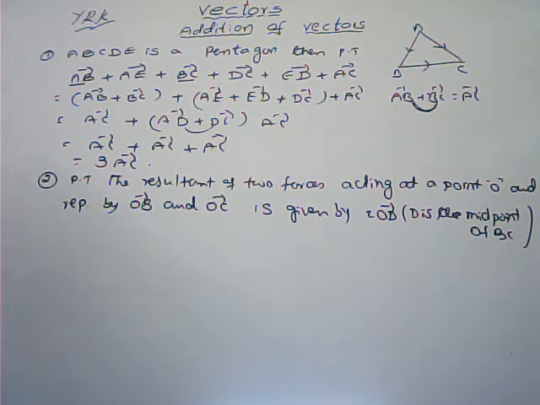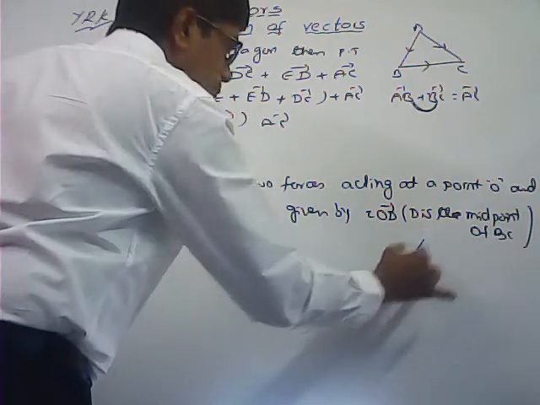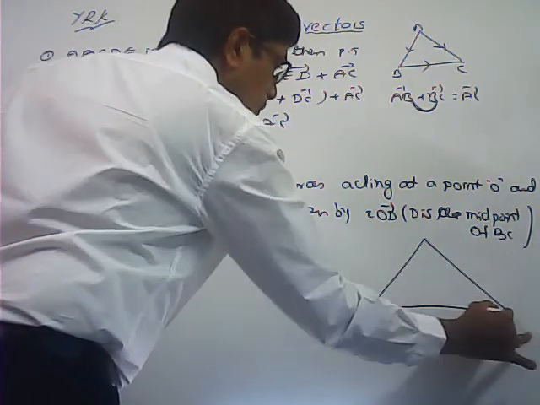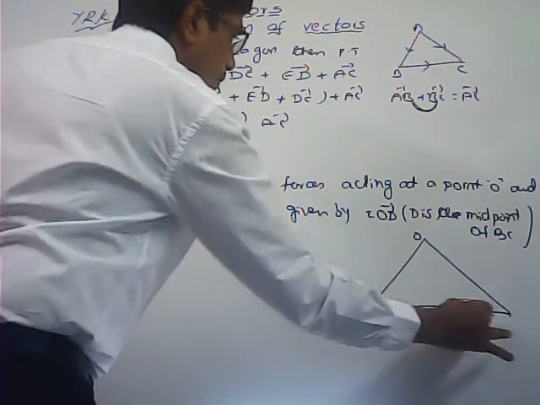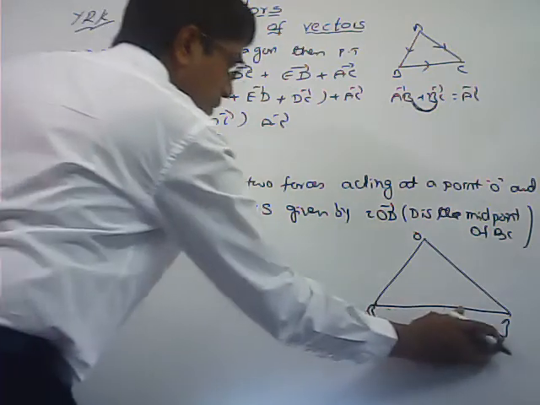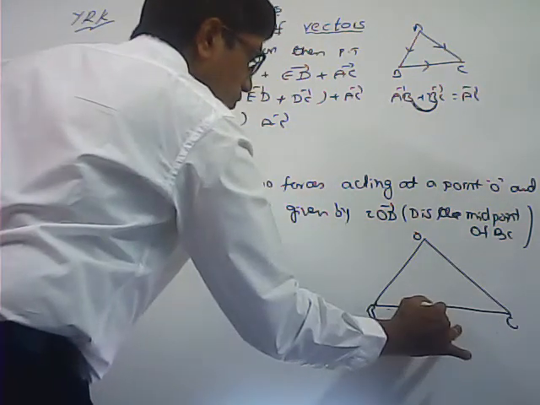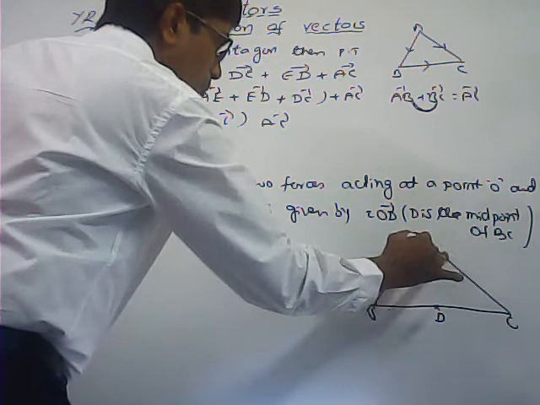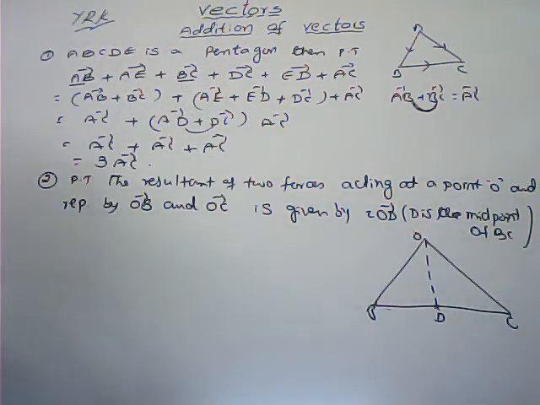Next, the second one: prove that the resultant of two forces acting at a point O and represented by OB bar and OC bar is given by 2 times OD bar, where D is the midpoint of BC. Here I am taking O, B, C. D is the midpoint of BC. This is not the perpendicular. Here OD is a median only.